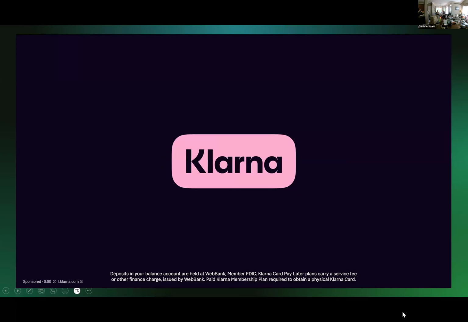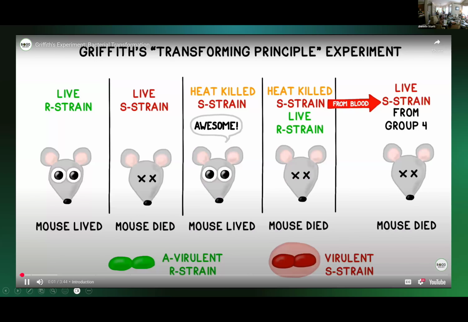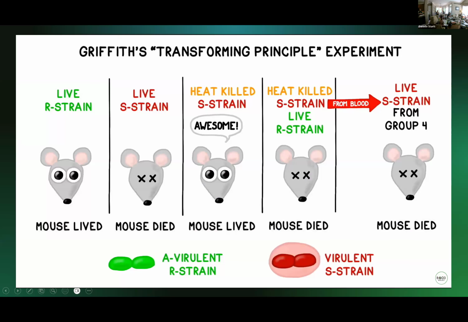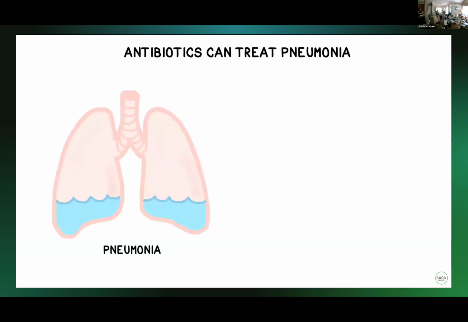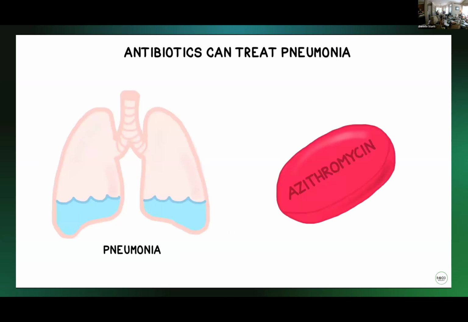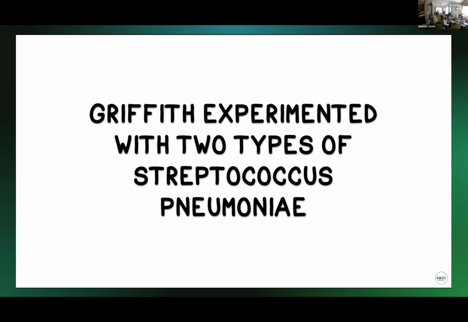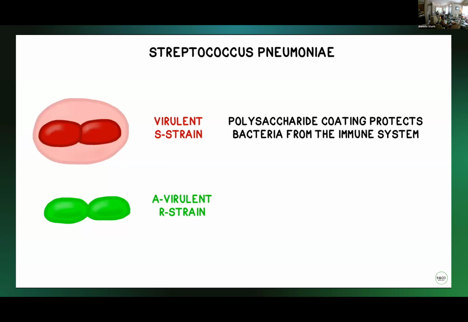Griffith is thought to be the first person to demonstrate and document the process of bacterial transformation. Griffith conducted his famous experiments while attempting to find a vaccine for pneumonia. Today, we can treat most cases of pneumonia with antibiotics, but in 1928, pneumonia was often deadly, even in otherwise healthy people. The Streptococcus pneumoniae bacteria comes in several strains, and Griffith experimented with two of them. He used a virulent S strain with a smooth polysaccharide coat and a non-virulent R strain with a rough coat.